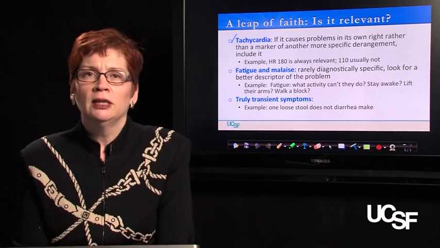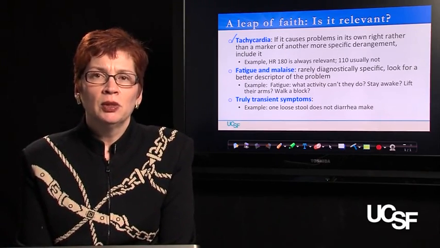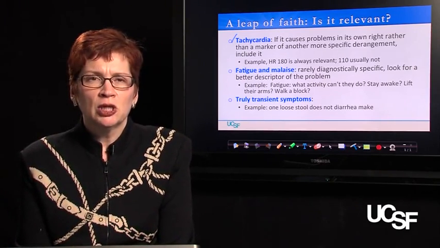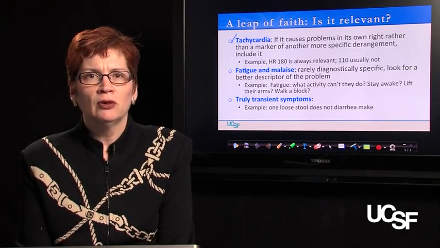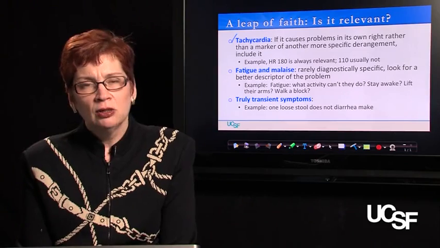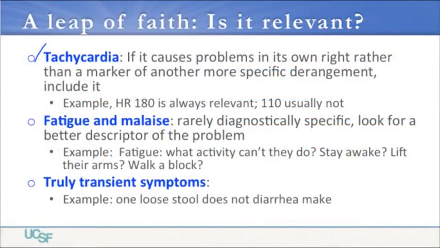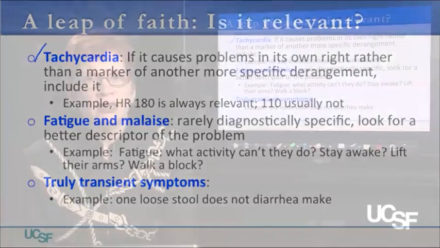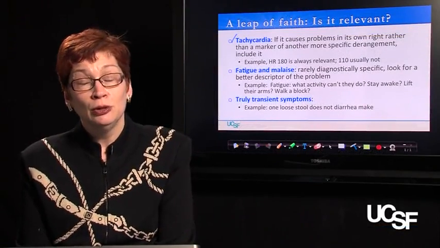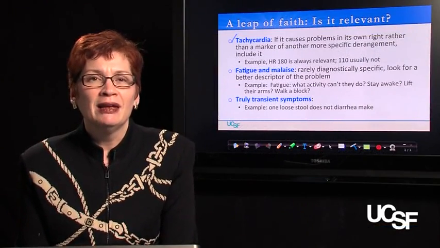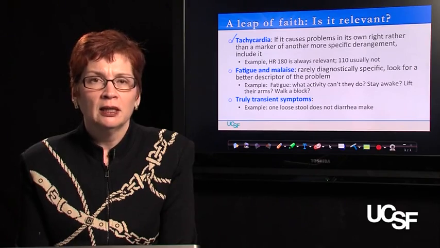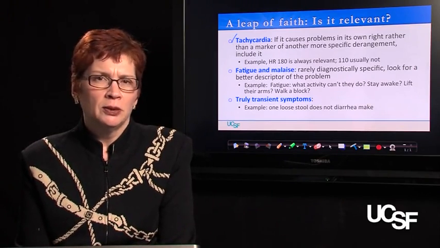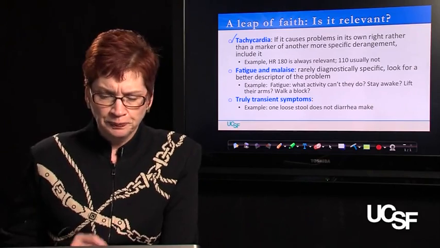Fatigue and malaise are rarely diagnostically specific. It's important, if you hear them from your patient, especially if they talk about them a lot, to look for a better descriptor of the problem. So for example, when you're talking about fatigue, ask the patient what activity can't they do? Is it that they can't walk up a flight of stairs, or they can't lift their arms to brush their hair, or they can't walk a block? This may clue you in to a more precise neurologic phenomenon than just overall fatigue related to illness.